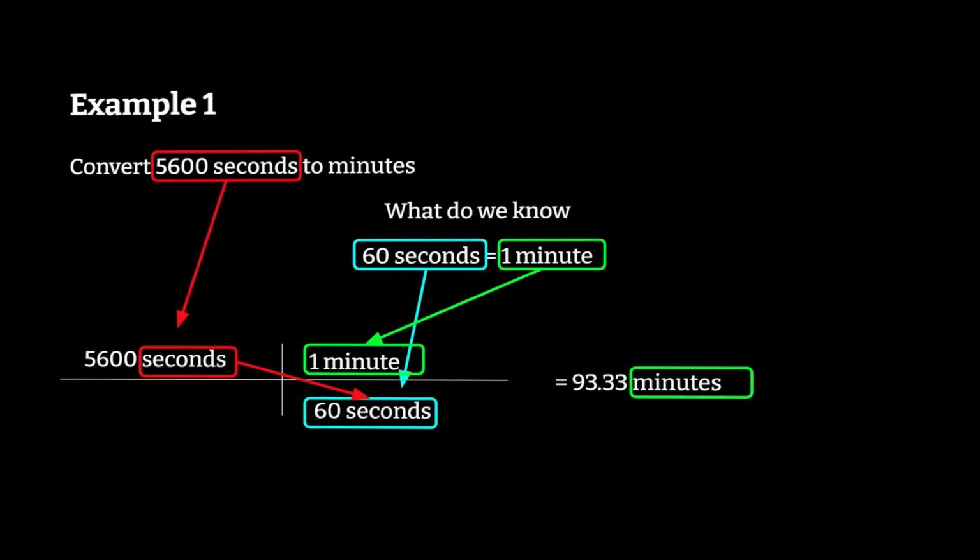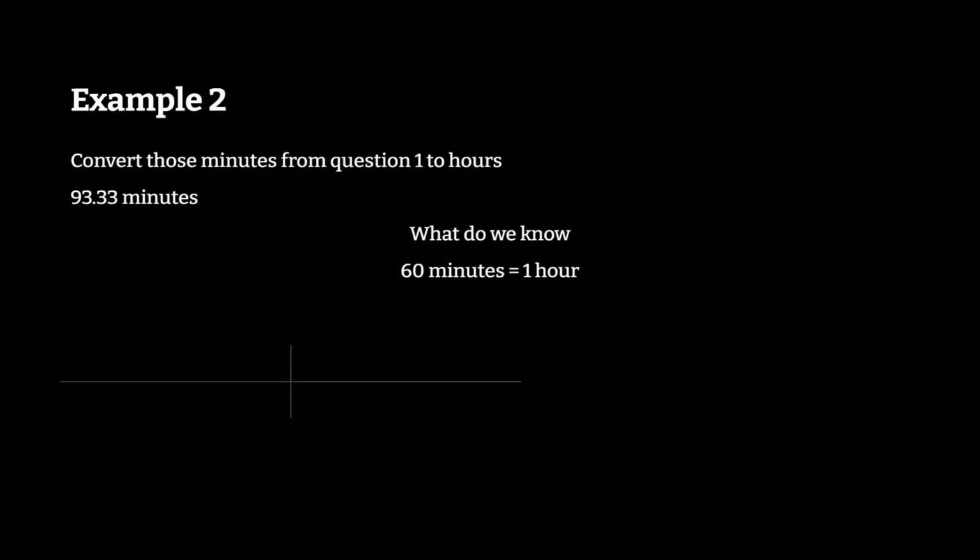All right, let's take a look at example 2. We are going to convert those minutes from question 1 to hours. The first thing we need to do is look at what we know. In our last question, we were provided 93.33 minutes, and we should know that 60 minutes is equal to 1 hour. So we're going to set up the chart. That top left spot is what is provided to us in the question.